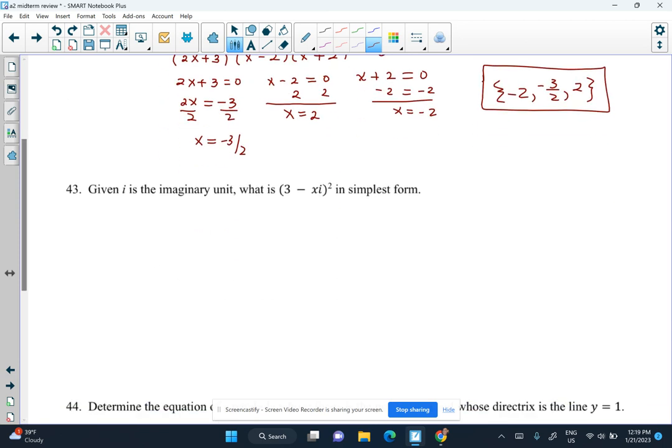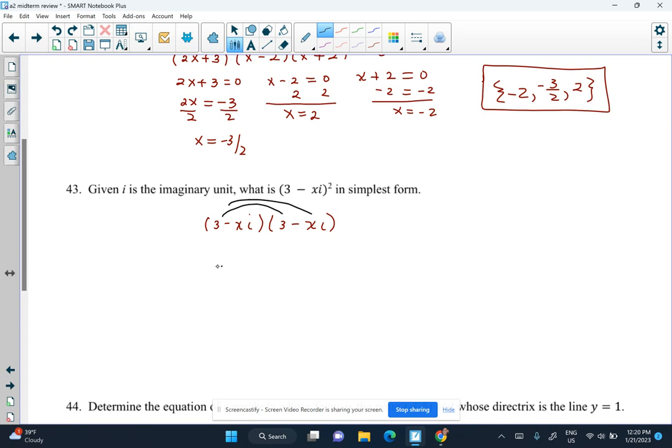Example 43. Given i is the imaginary unit, what is (3 minus xi) squared in simplest form? So I'm going to expand that 3 minus xi. And now we're going to multiply it out. You can use the tabular method, you can use double distribution, you can use FOIL. Any method will work. I'm going to use the double distribution method.